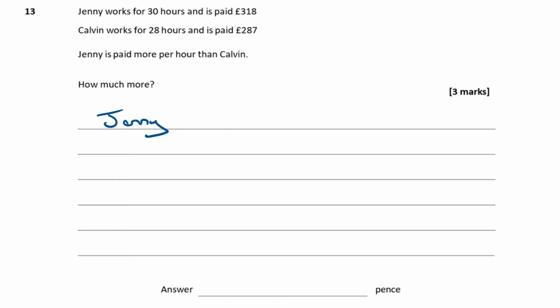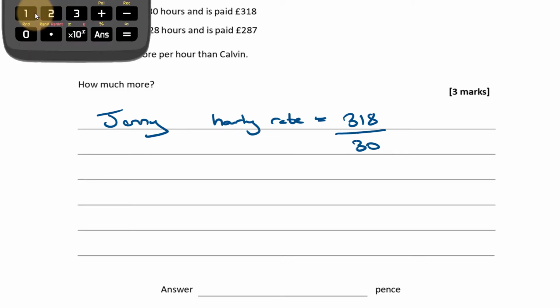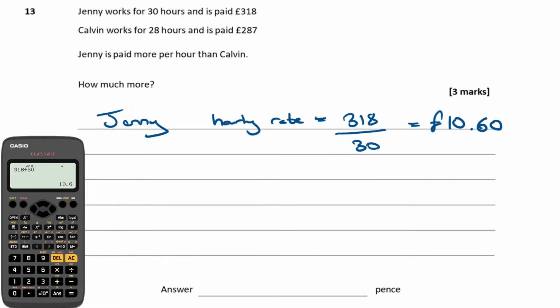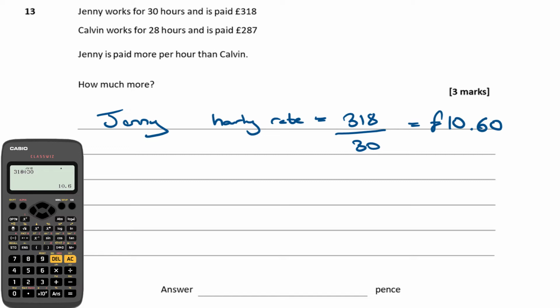So her hourly rate is going to be her total pay, which is 318, divided by her number of hours, which is 30. On my calculator, 318 divided by 30 comes out to be 10.6. Remember, this is money, so that's going to be £10 and 60 pence, isn't it? Not 0.6. Have to write it in pounds and pence.